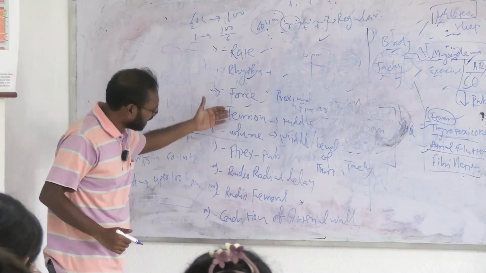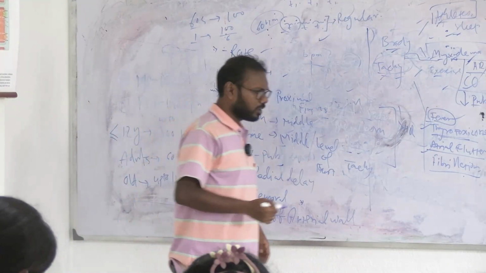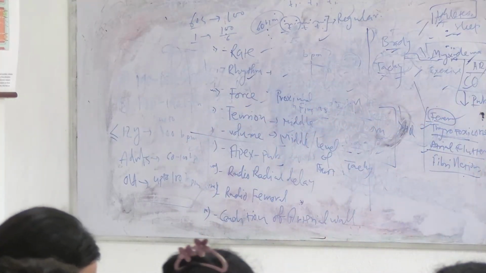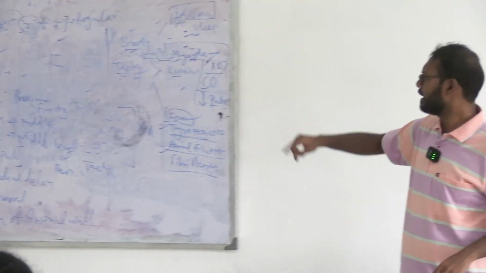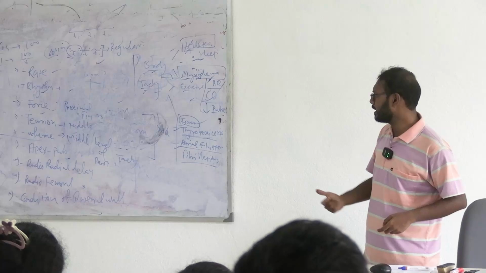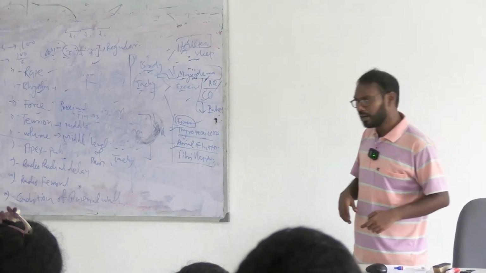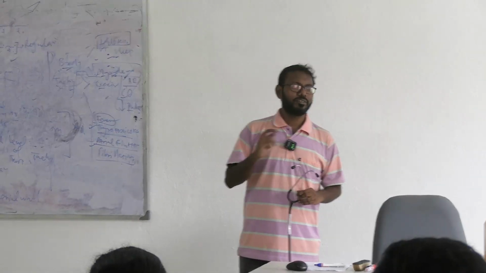Now we will be coming into some clinical functionality. First is your radio-radial delay. There are 4 terms: radio-radial delay, radio-femoral delay, condition of arterial wall, and also your apex pulse deficit. Very easy to understand.